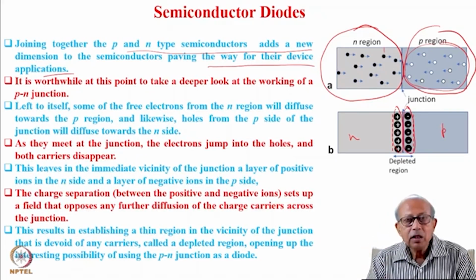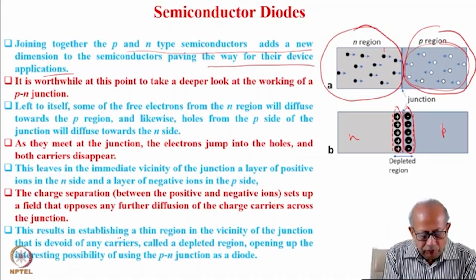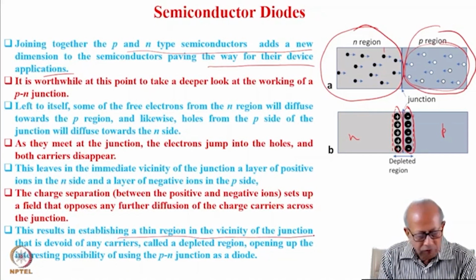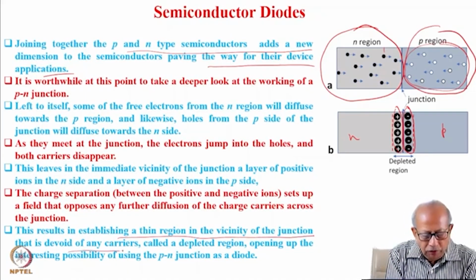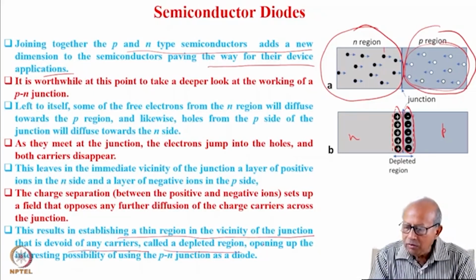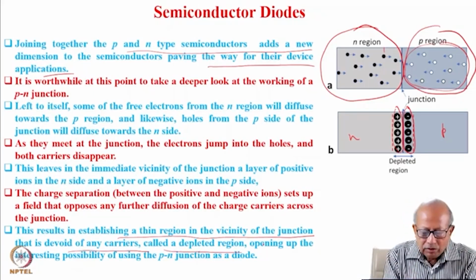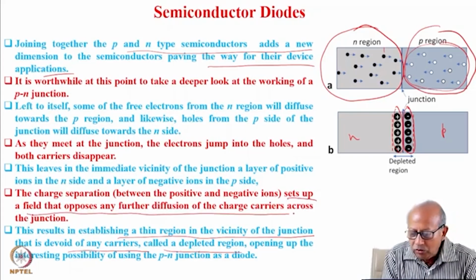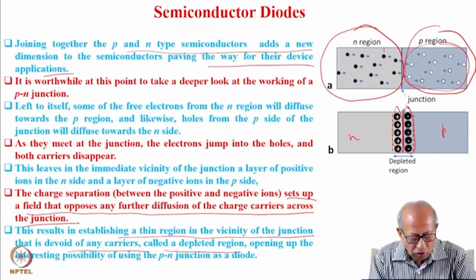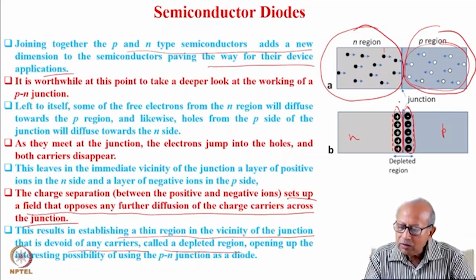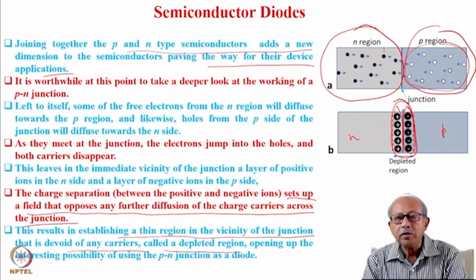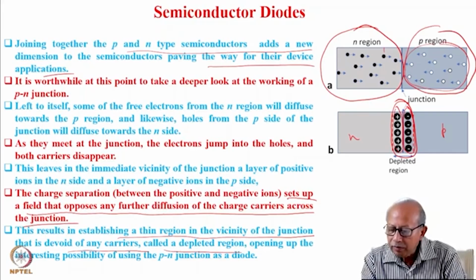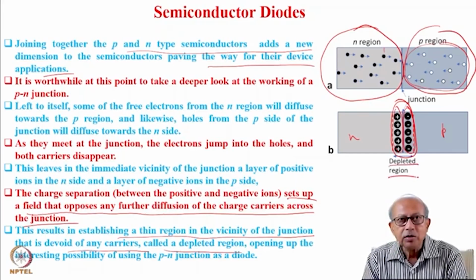This establishes a thin region in the vicinity of the junction that is devoid of any carrier, called a depleted region, where this charge separation sets up a local field that opposes any further diffusion of the charge carriers across the junction. This establishes a region which is devoid of any free charge carrier. This is called the depleted region.